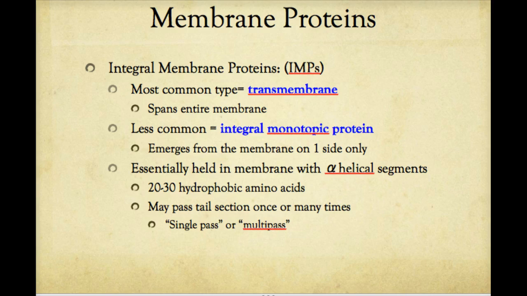Other proteins are so long and complex that they're capable of passing through the membrane, turning, passing through the membrane again, turning, passing through the membrane again, and so on. Those are called multipass proteins.